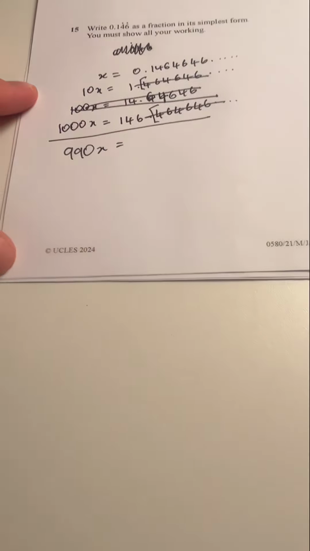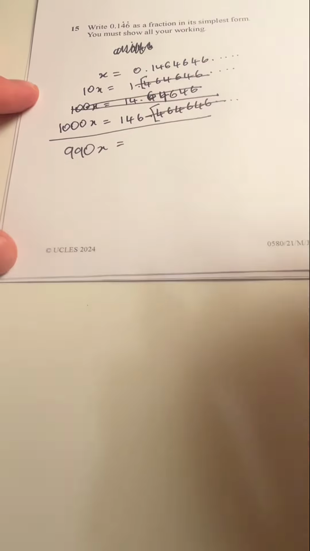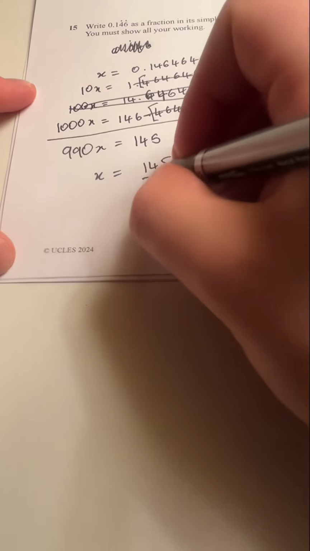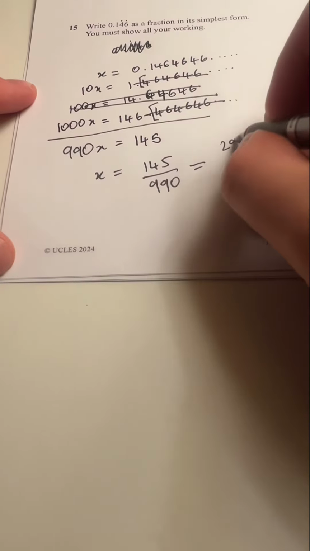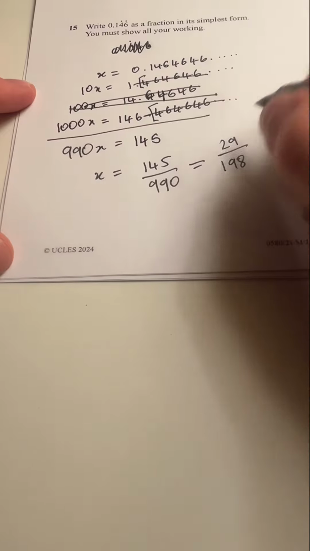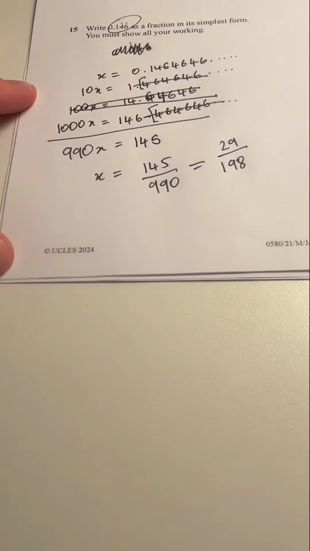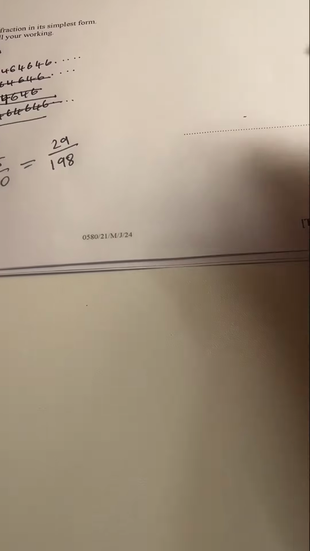So we're going to rule out doing the 100x, and we're going to have 990x, where I've subtracted 10 from 1000. And we do 146, but don't forget the 1, so we're actually going to have 145. And then we're going to divide by 990, and that simplifies to 29 over 198, which indeed gives us this if you put it into your calculator. So the final answer here will be 29 over 198.